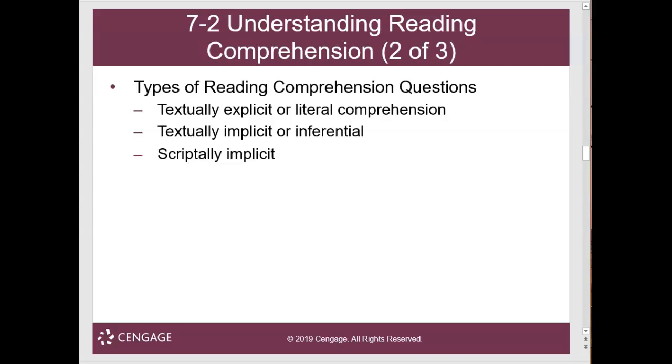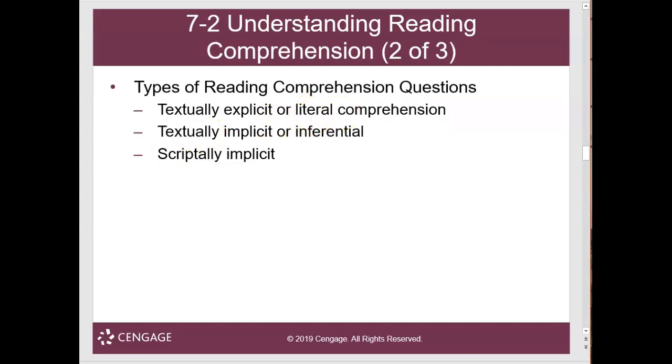Textually explicit or literal comprehension. This is a type of reading comprehension question that is usually derived directly from the printed text on the page to answer the question. So it is on page 6 of the textbook. Go tell me who Jan the dog is going to see. Oh, Jan the dog is going to see Pat the cat. Yes, you're exactly right. So very explicitly defined or written out for the students and very literal, okay?